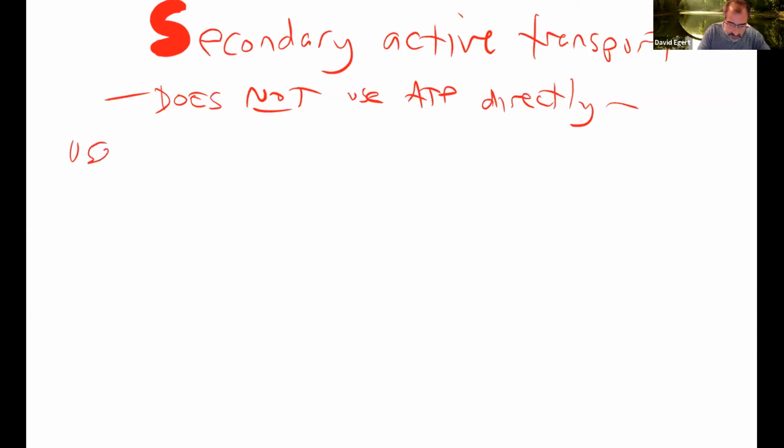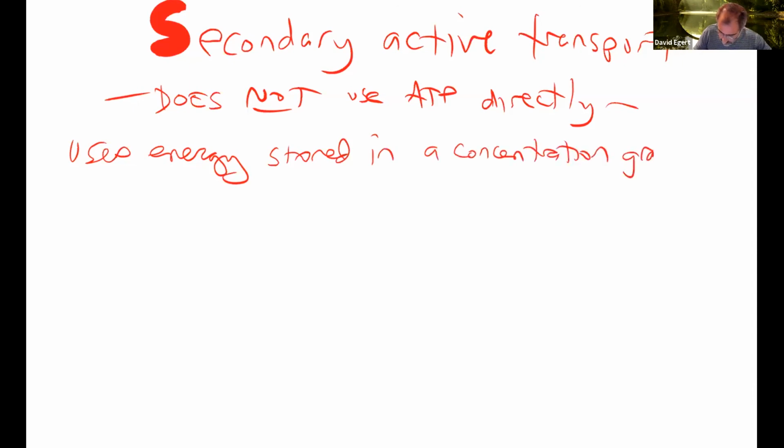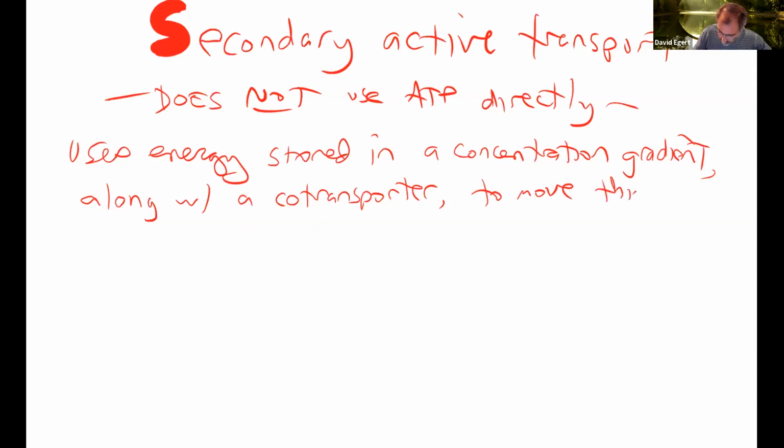So uses energy stored in a concentration gradient along with a co-transporter to move things against their gradient.